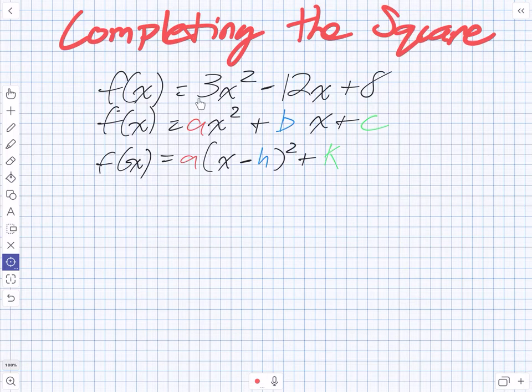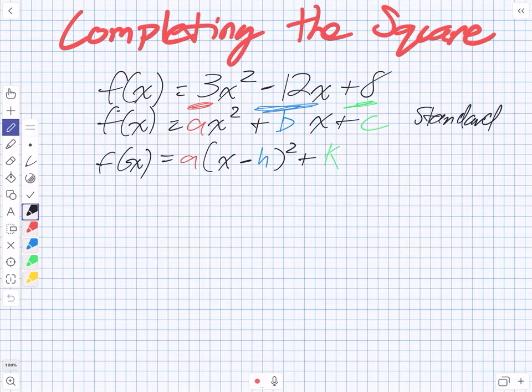In other words, we know that our a value right now in our standard form is 3, so the a value in the vertex form is going to be 3 also. The major difference here is our b value is negative 12, and our c value is positive 8. So we're going to take this function and put it through something called completing the square, and that's literally just how you go from standard to vertex form.